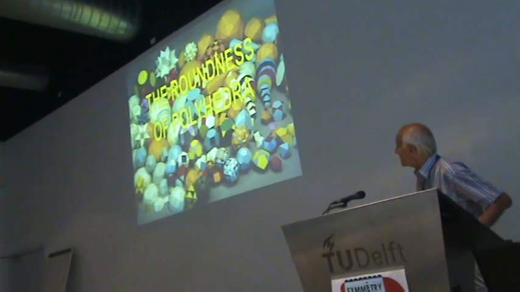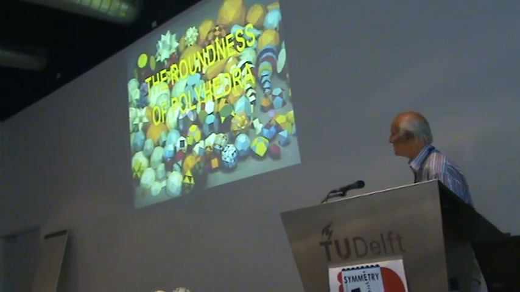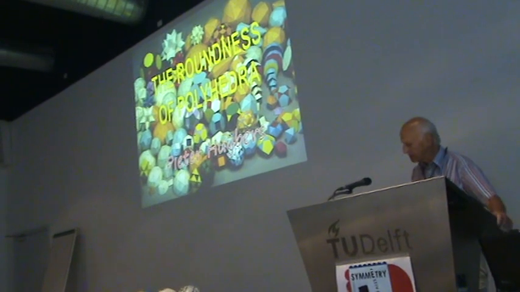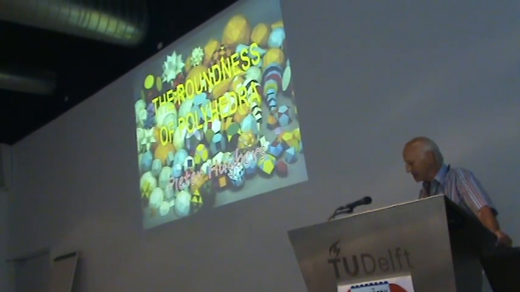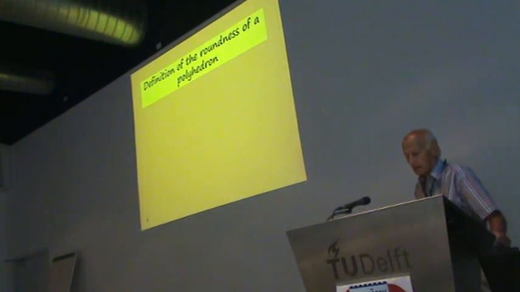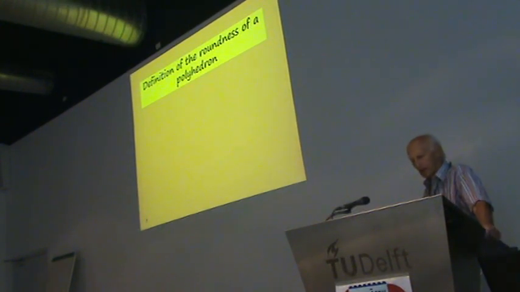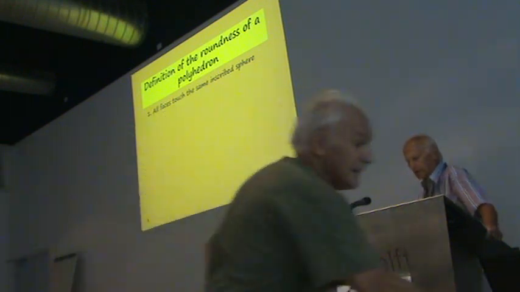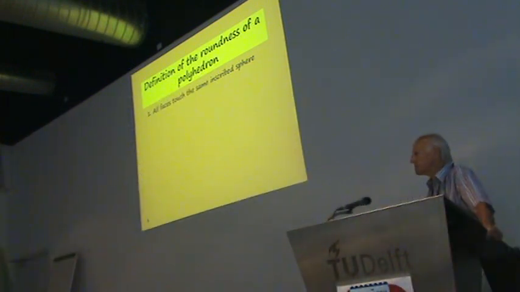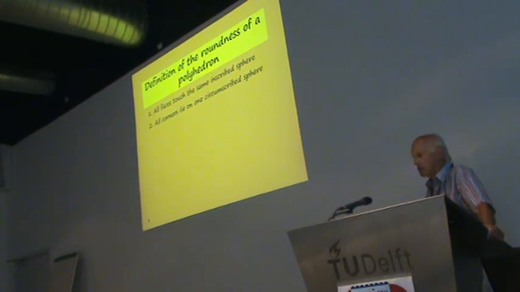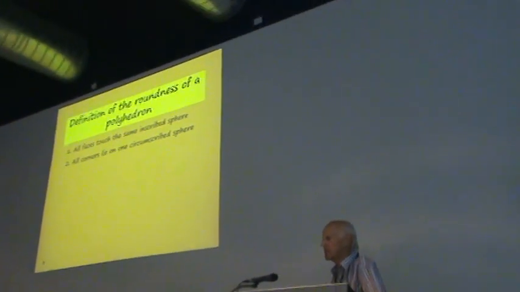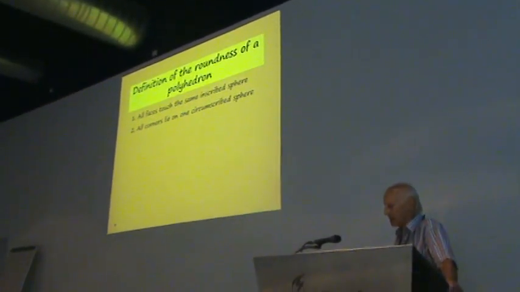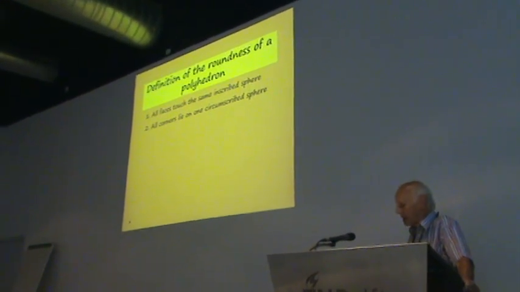Well, I will concentrate today on the roundness of these polyhedra. Roundness can sometimes be a very important aspect, and that is why we have to try to find a proper or suitable definition of what we mean with roundness. Well, first of all, I think that all faces should touch the same inscribed sphere. That's one of the main aspects. All corners lie on one circumscribed sphere. This is what all regular and semi-regular polyhedra have in common.